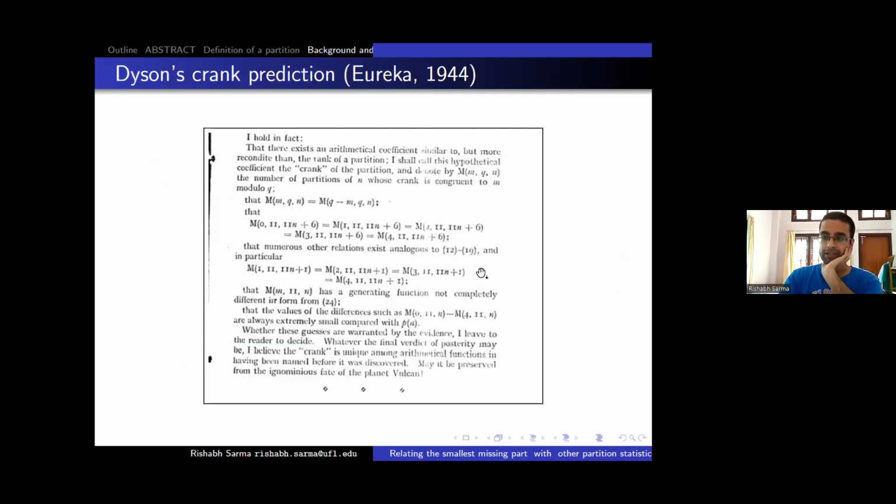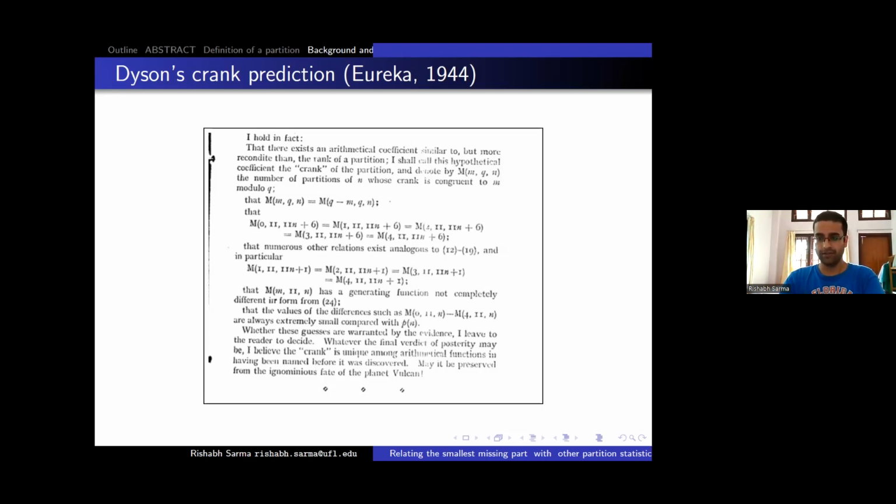But here lies the genius of Dyson. Although he was not able to provide an explanation for the mod 11 congruence of Ramanujan, he does give a prediction that there will be a different arithmetical statistic, which he calls the crank, which will successfully explain the mod 11 congruence of Ramanujan. What amazes me more is that this work was done by Dyson while he was an undergrad at Cambridge University, and it got published in the undergraduate journal of Cambridge University called Eureka.